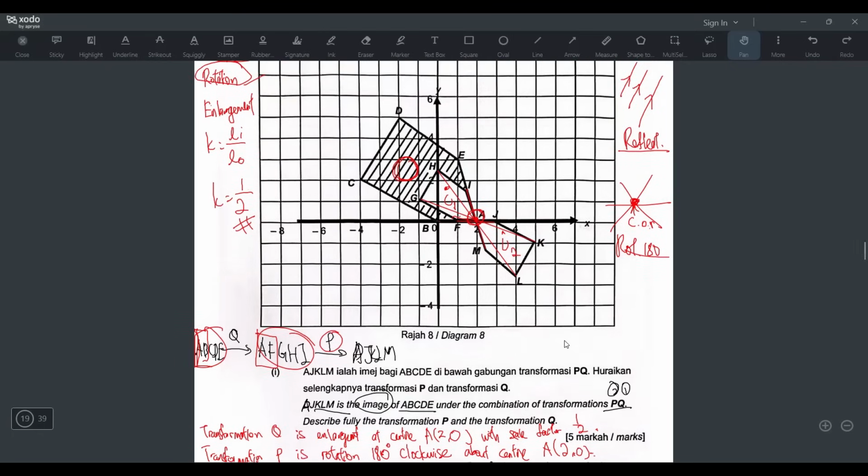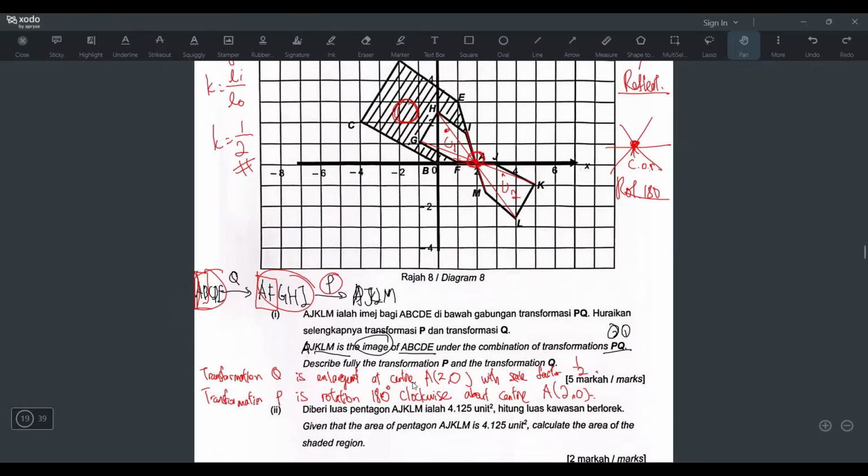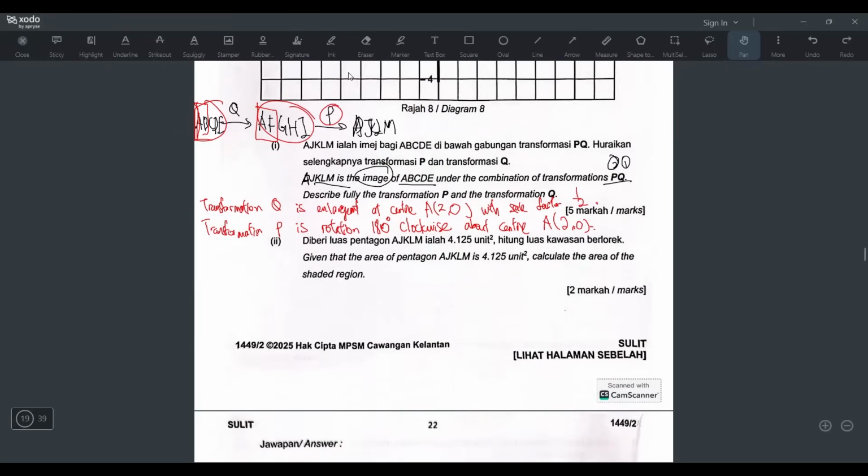Kalau rotate 90, you have to make sure you write the clockwise or anti-clockwise, depends on the question lah, and you have to double check and see which one is the correct one. But 180 is easy because you have the center of rotation there. You don't need a compass, and then also you don't have to worry about the direction. Okay, hope you get it. Now we can do question 2.